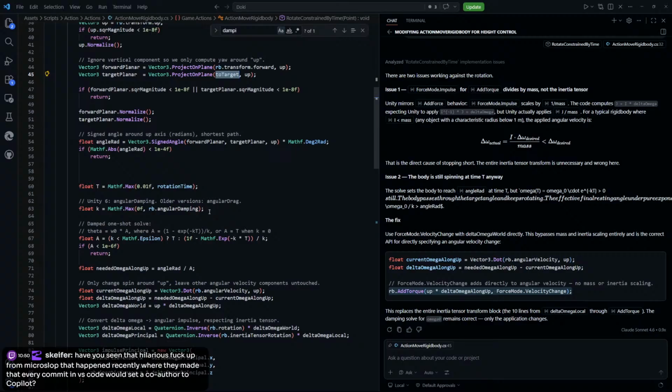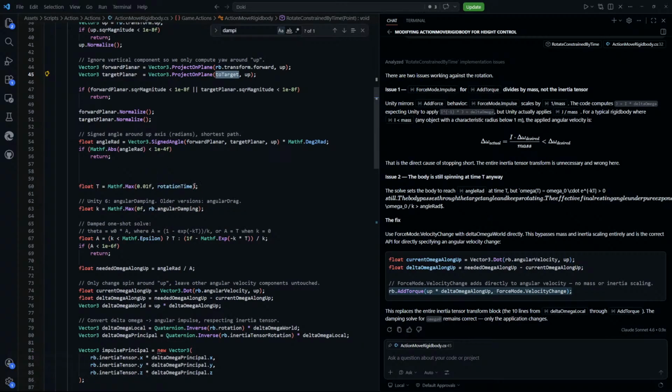Every commit in VS Code would set co-author to Copilot. No, I didn't see it. Sounds like something they would do, though.